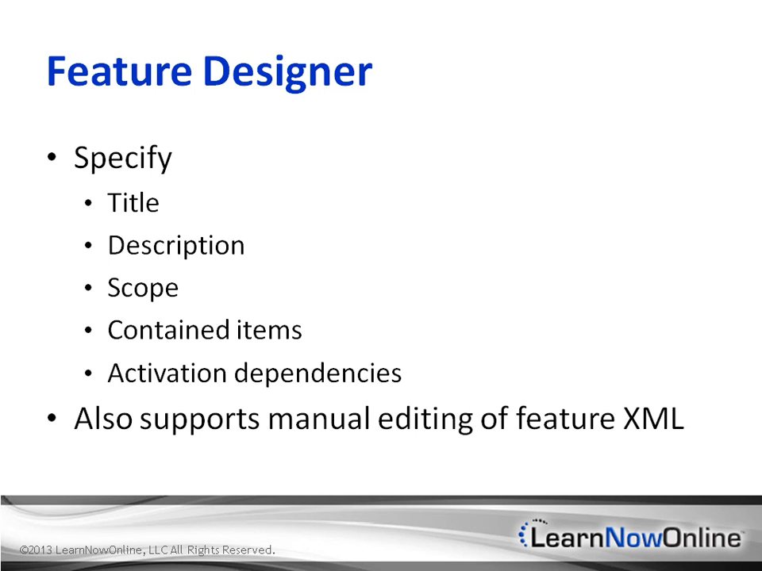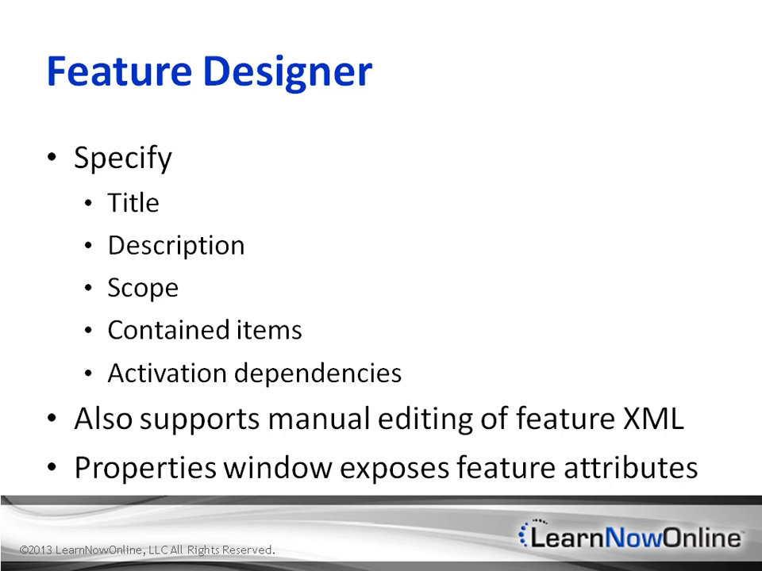Now, if there's still something that isn't supported in the designer, you can still go in and manually edit the feature XML. Or if you just like to deal with XML and you're used to doing that, you can still do that as well. You have your choice, but the nice part is that Visual Studio 2012 has a very rich feature designer and it's very easy to use. Let's go ahead and take a look at using the feature designer, and we'll show the properties window and how it exposes all the feature attributes.